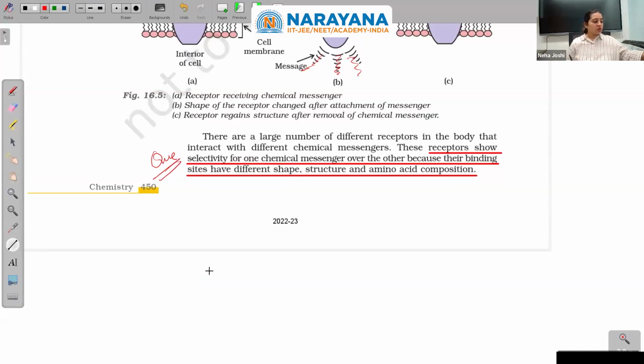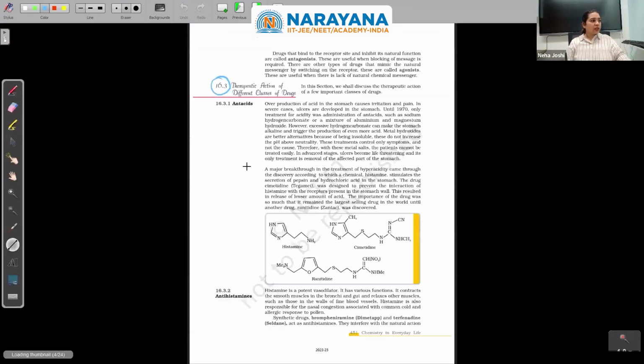So it is quite heavy. You have to be very focused. Only if you read slowly, slowly, will you slowly remember it. Okay, moving further.